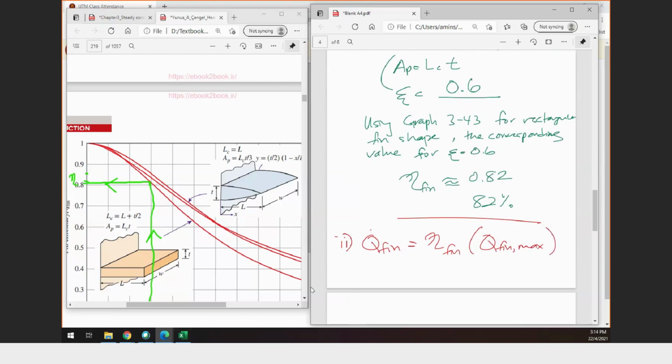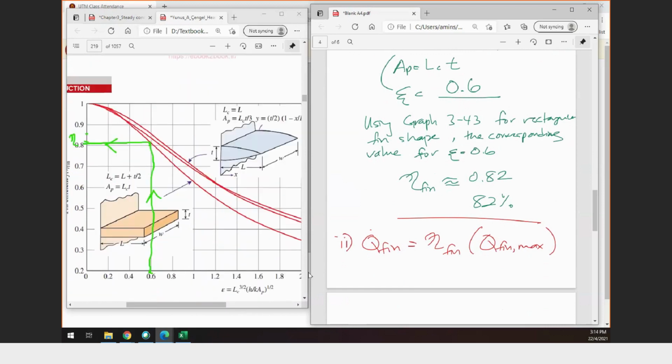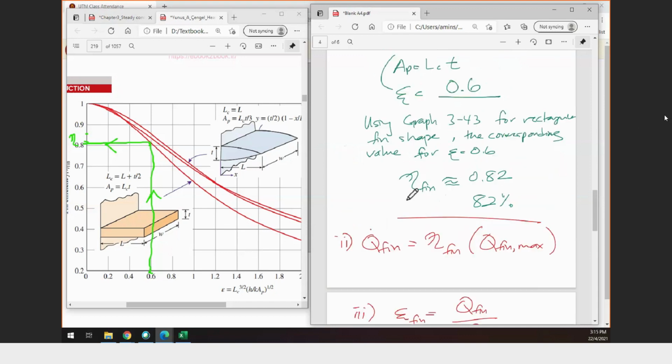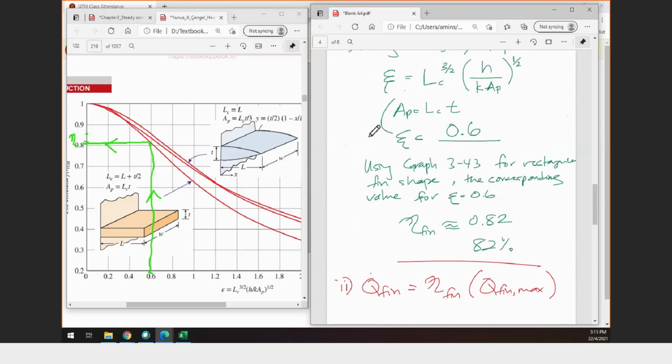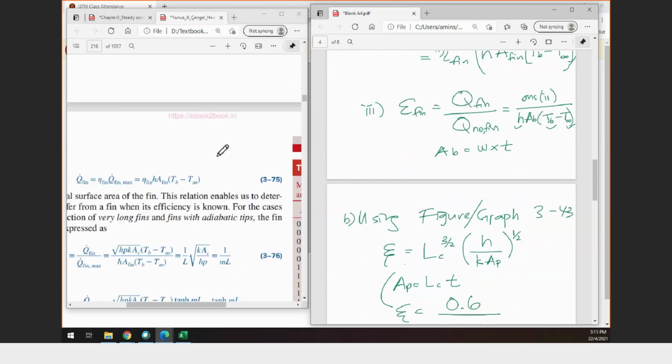Okay, and for the effectiveness, you still need to use the general equation for the fin effectiveness, Q fin divided by Q no fin. So the only difference between the table and the figure is the method to calculate fin efficiency. The table is purely equation.